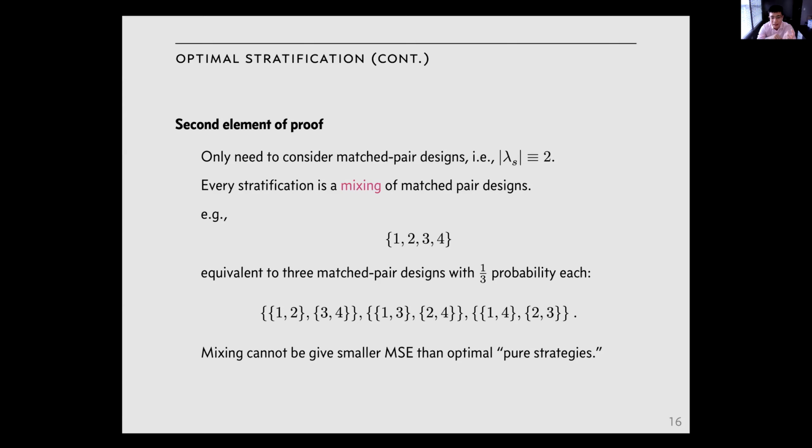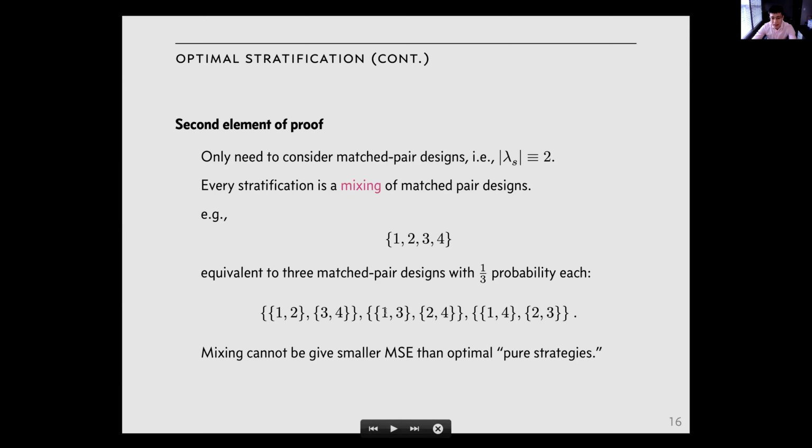If you think about any kind of general stratification, let me take just 4 units now. So you have 1, 2, 3, 4 different units. Suppose you don't use match pair designs. You throw 4 of them together in one stratum. This is actually equivalent to implementing 3 different match pair designs with 1/3 probability each. So 1, 2, 3, 4 is equivalent to implementing 1, 2, and 3, 4.